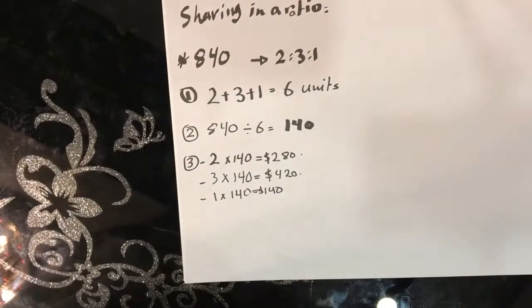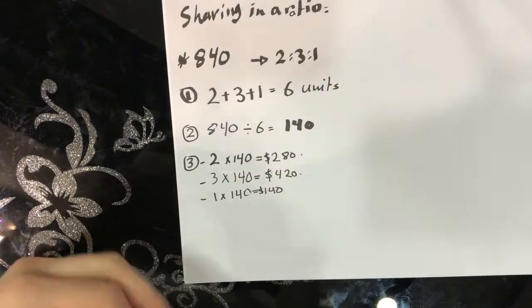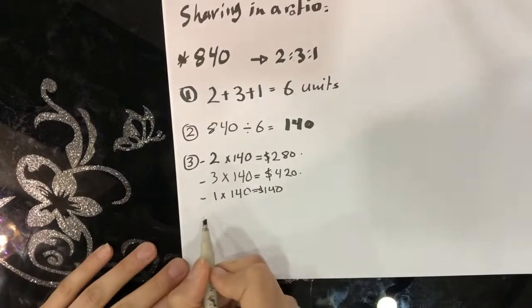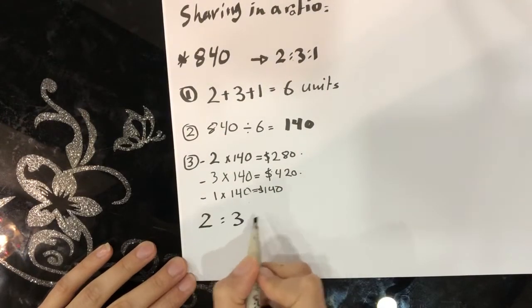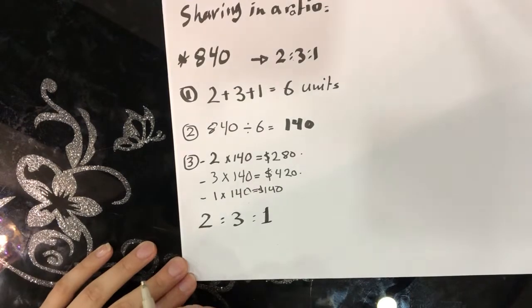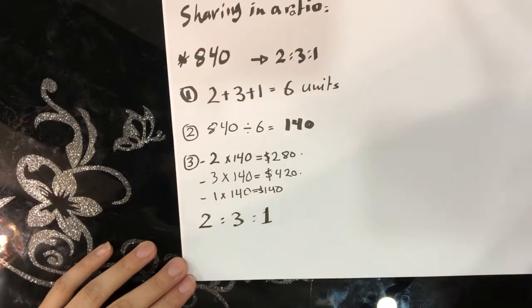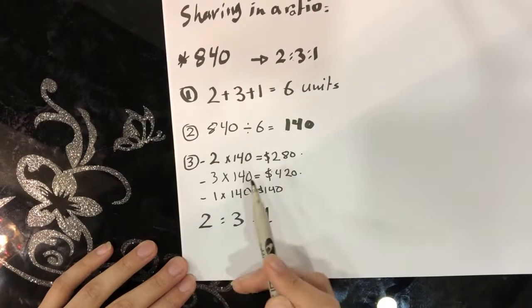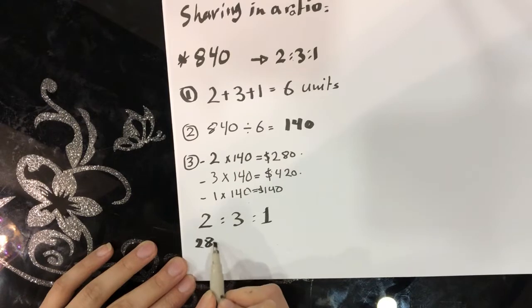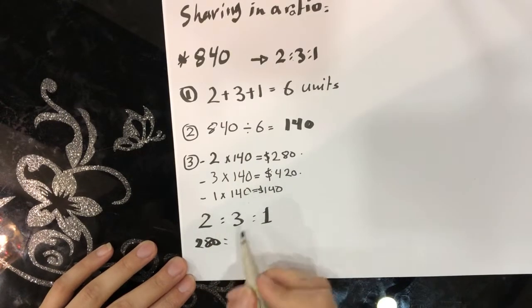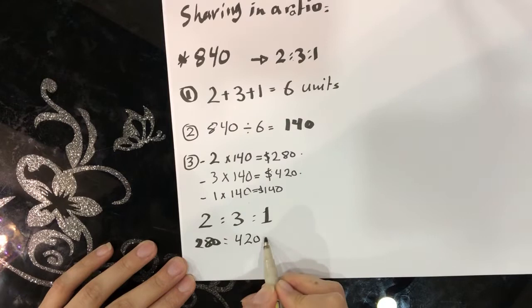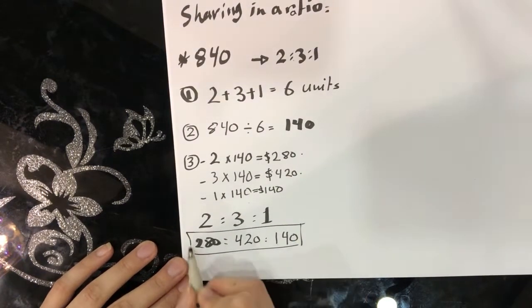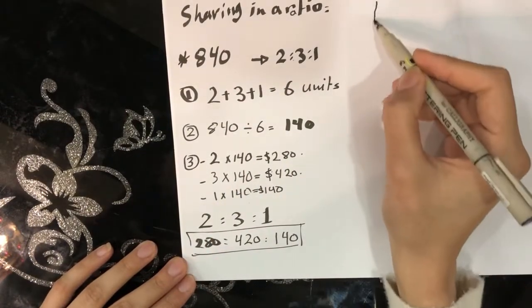Now, you need to tell me how much will each one of these people get according to his ratio. So the ratio was 2 to 3 to 1. When I share the 840, the person with the 2 ratio will get 280. The person with the 3 will get 420. And the person with the 1 ratio will get 140. This will be your answer after doing all 3 steps.